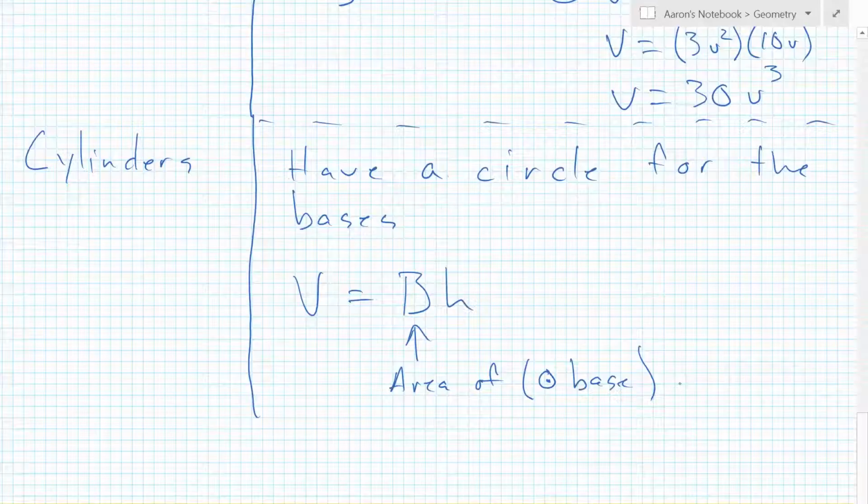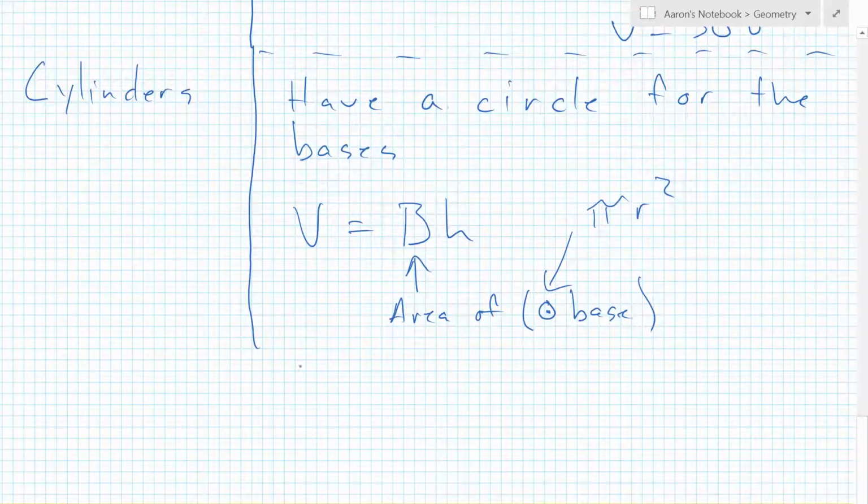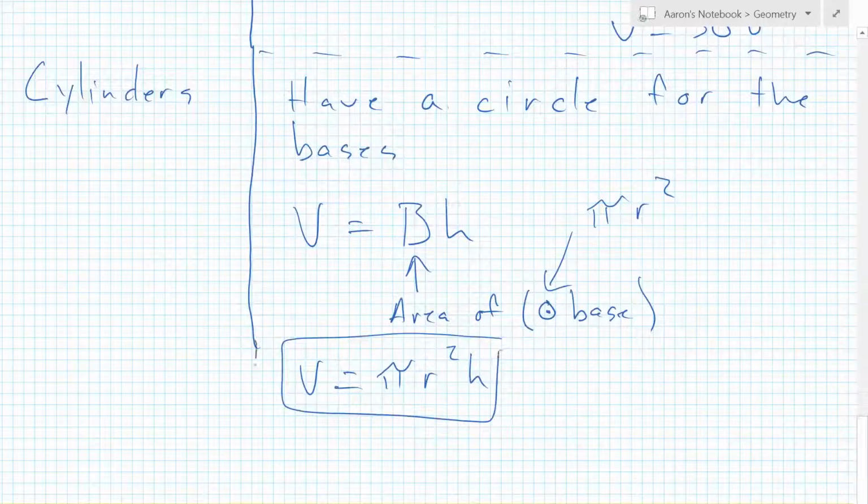Remember, the little eyeball is a circle. We know that the circle is pi r squared. So if you want, you can write this formula as pi r squared h. This is kind of handy if you do want to differentiate between prisms and cylinders.